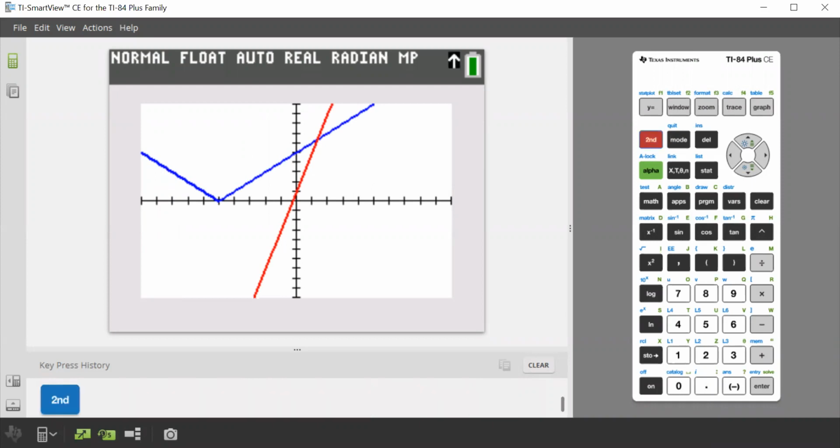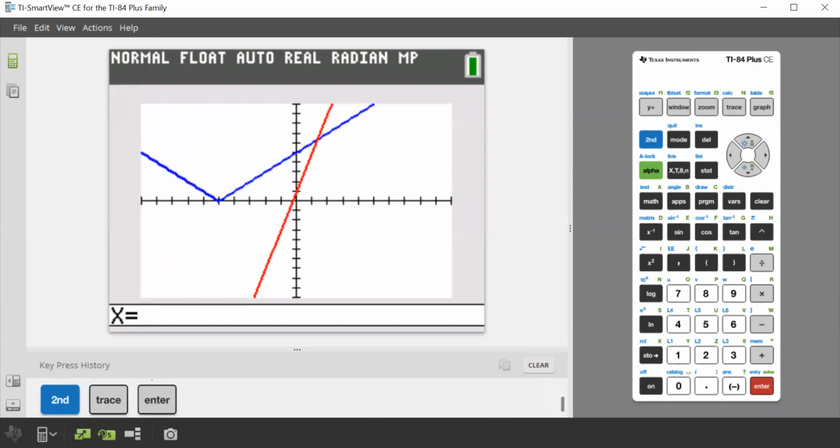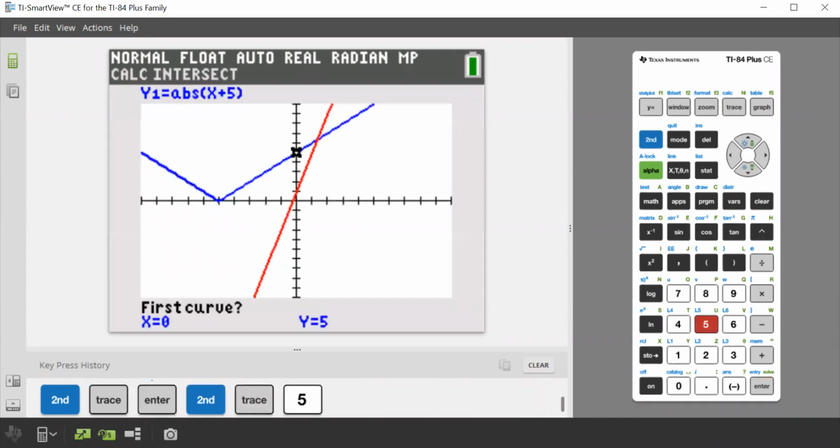So the point of intersection, the x value, because we're only looking at x's. Oops, I hit the wrong thing there. Intersect. First curve, sure. Second curve, sure. Guess, who cares? There it is. The answer is x is 1.3 repeating. What's that? 4 over 3, I believe. Okay, so we know the answer. Let's go and show it algebraically.